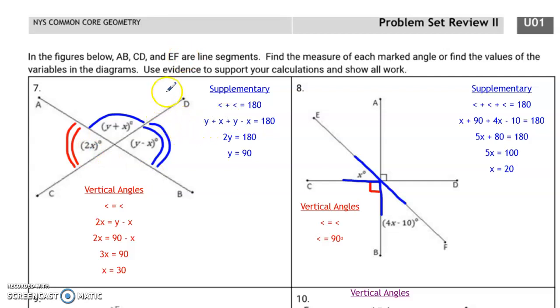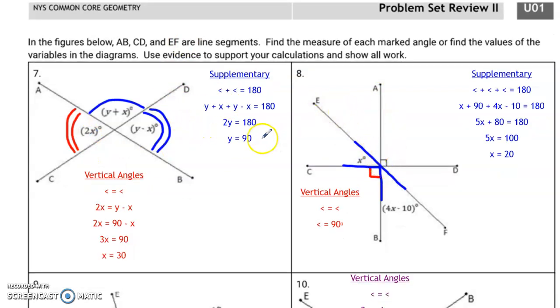Here we had two different relationships. I think that in all of these questions, we have two different relationships. We had two angles that were supplementary, added them together to equal 180. It turns out that these x's eliminated themselves, plus x and minus x. So that meant that all we had to do was find that y was equal to 90 degrees.